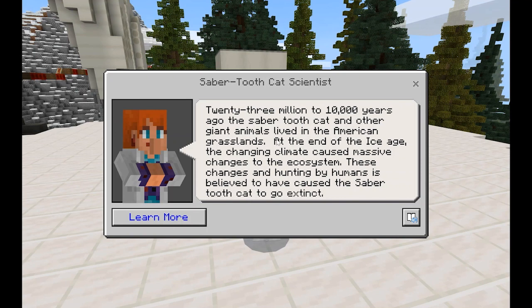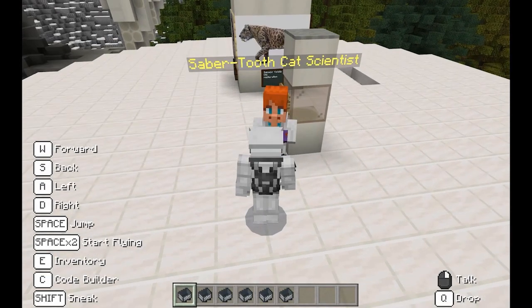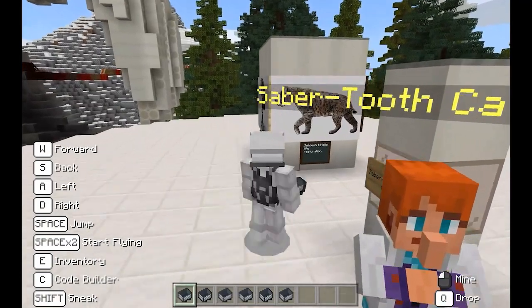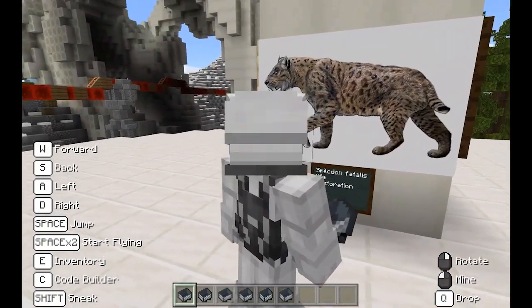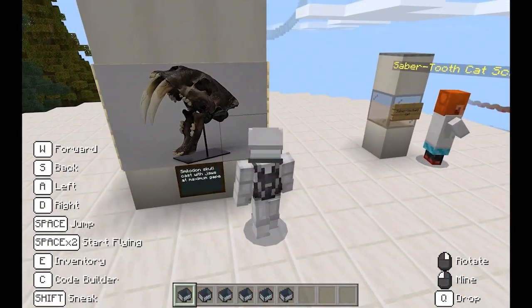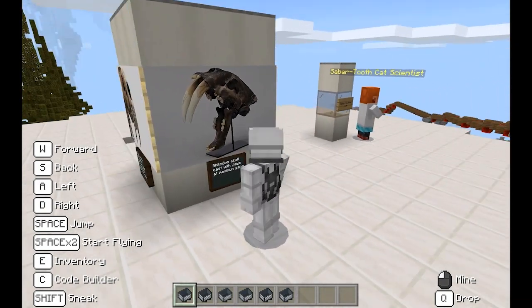So that's two reasons it went extinct. The changes to the ecosystem and hunting by humans. So that's interesting. Let's go take some look at this. Here's what they probably would have looked like. Whoa, look at that skull.